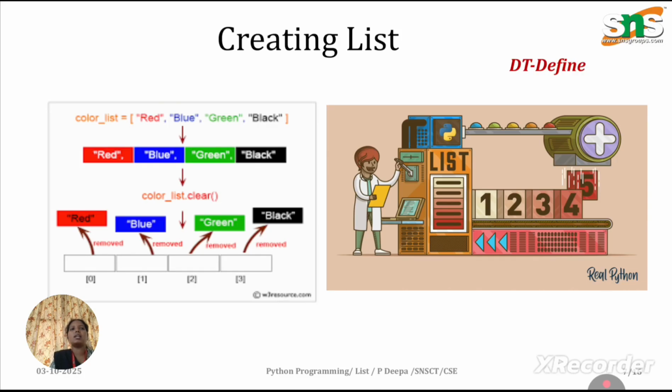Then creating a list. First, how do we create a list? Just create a variable with the assignment operator, then give the list in square brackets, where the square brackets can be initialized with strings, boolean values, integer values, whatever. Then the index value starts from 0 and goes up to the end of the values we gave.